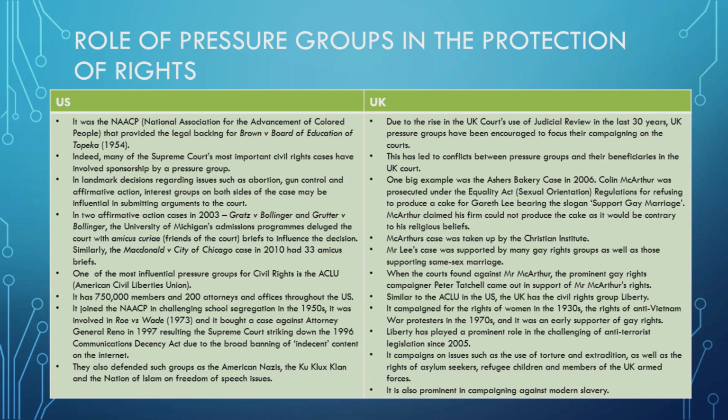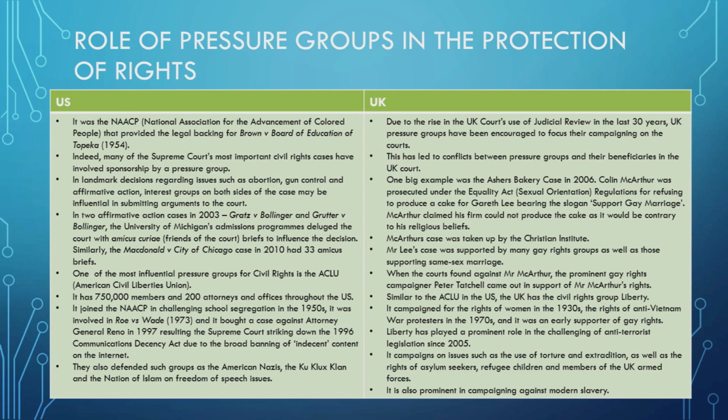And when the courts found against Mr. MacArthur, the prominent gay rights campaigner Peter Tatchell came out in support of Mr. MacArthur's rights. So you can see here there's a whole swamp, a mire of issues that can happen when pressure groups go to court, because even people that share the same beliefs can have different principles. Peter Tatchell came out and supported Mr. MacArthur's rights because he said that his Christian beliefs should not be changed by this Equality Act.